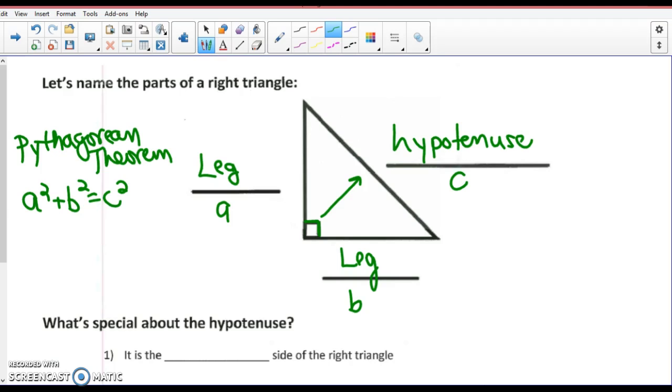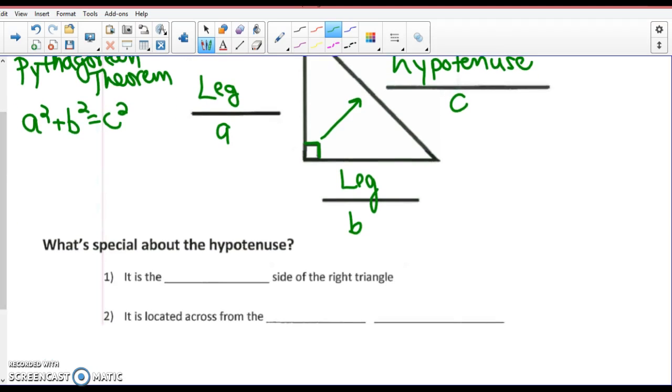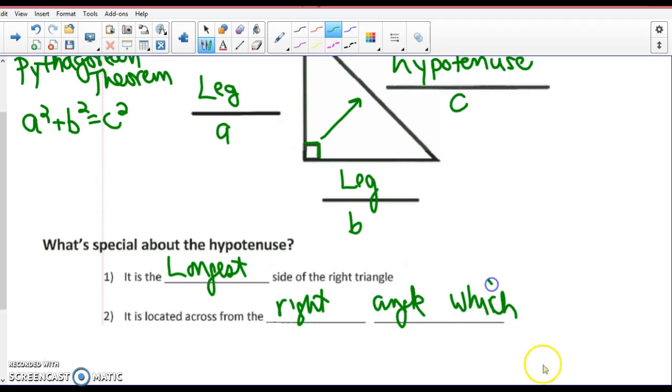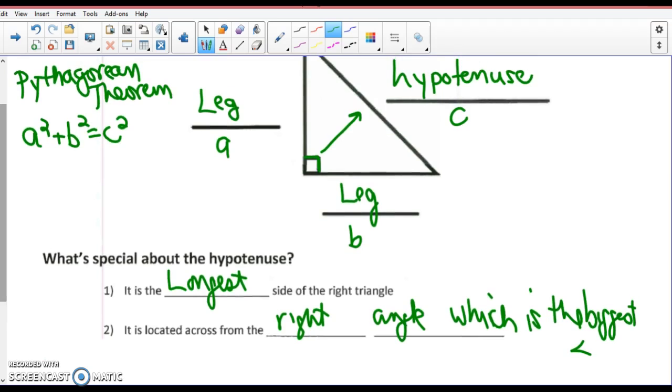Now, what is special about the hypotenuse? It is always the longest side of a right triangle. Why do we know that it's the longest? Because it is located across from the right angle, which is the biggest angle. 90 degrees has to be the biggest angle in this triangle.